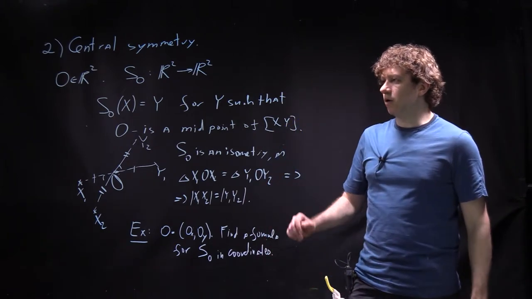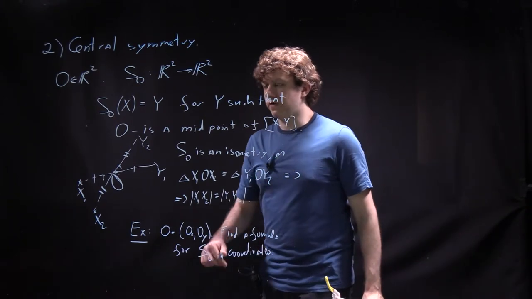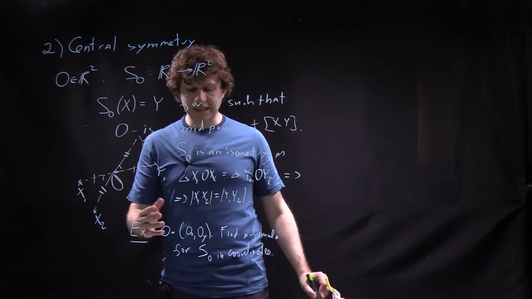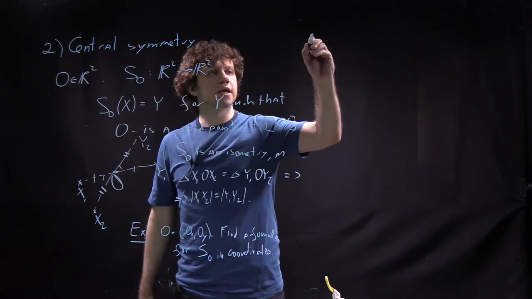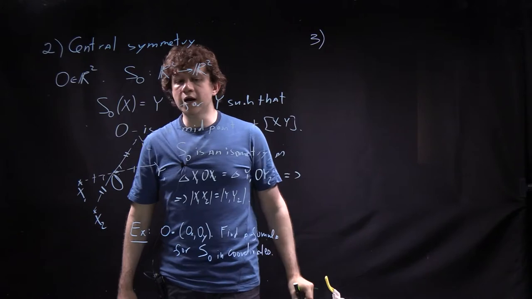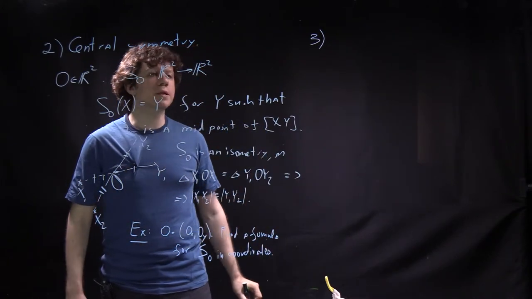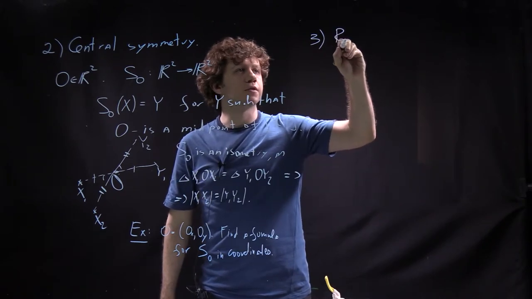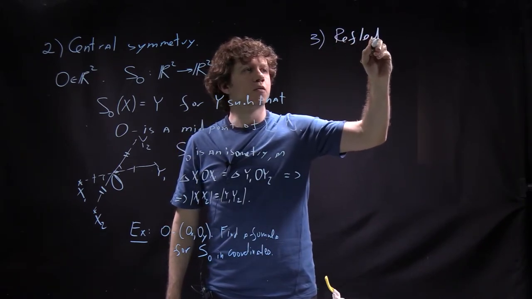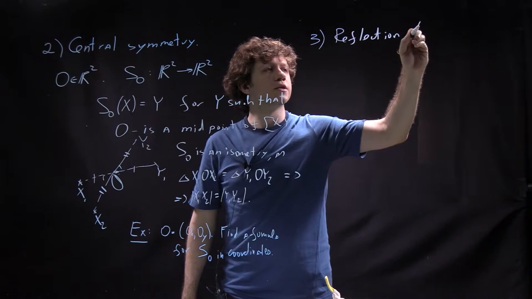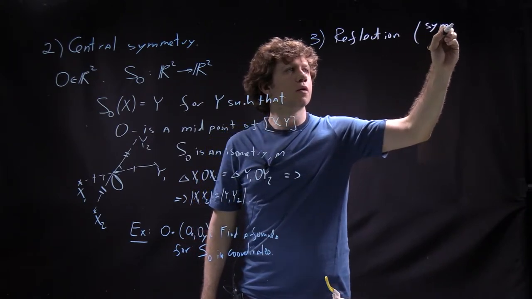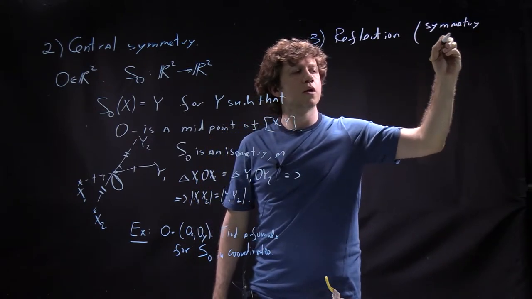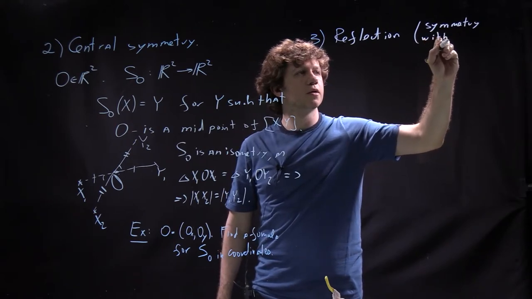Okay, so in Cartesian coordinates, that's very simple. So that's the second example. So what else can we do? Another example, which is very famous, and we even discussed it already, is what's called a reflection, or symmetry, with respect to a line.